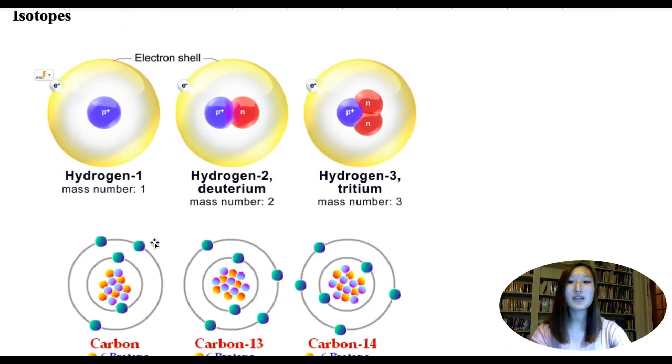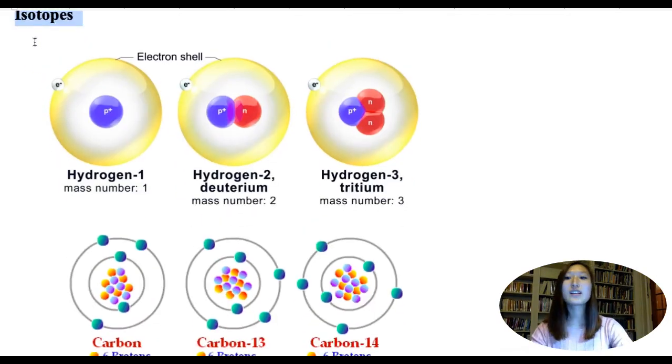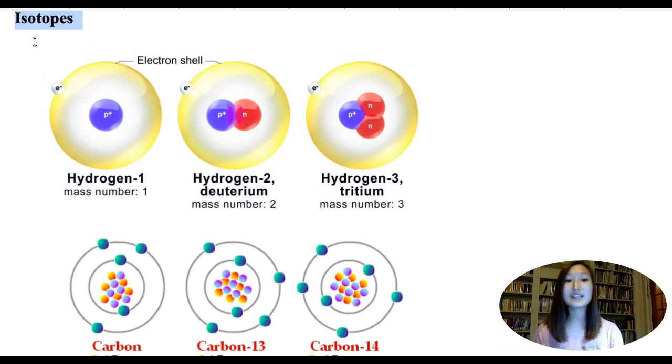The next concept that a lot of students have trouble with is called isotopes. Isotopes are basically different variations of the same atom, or the same element. For example, ice cream is just ice cream. Ice cream is not celery. But ice cream has different flavors. You can have chocolate ice cream, vanilla ice cream, but in the end, they're still ice cream.